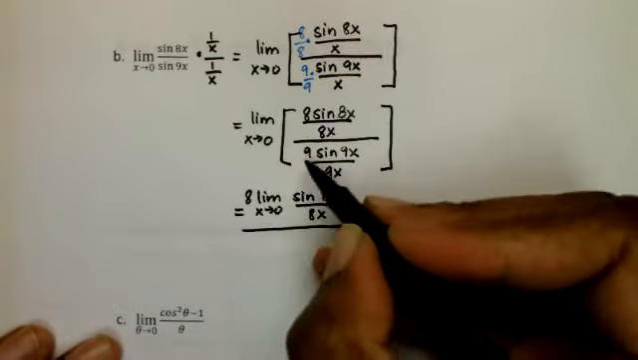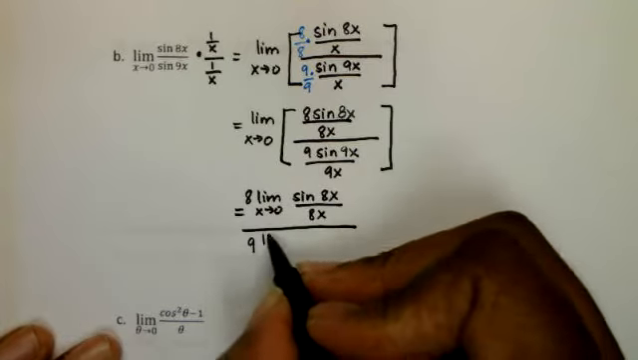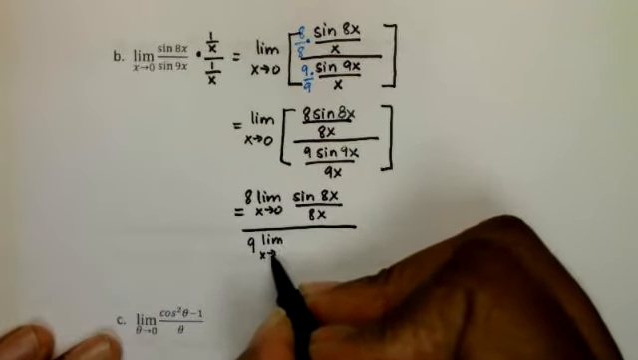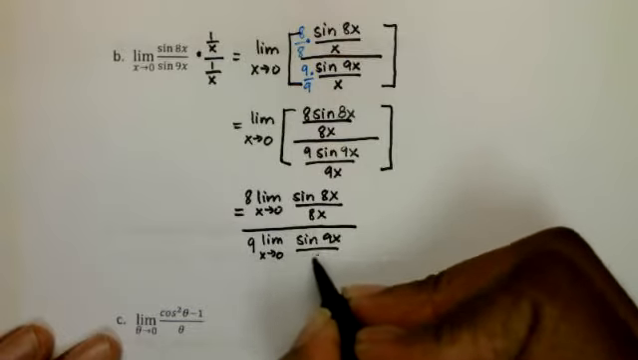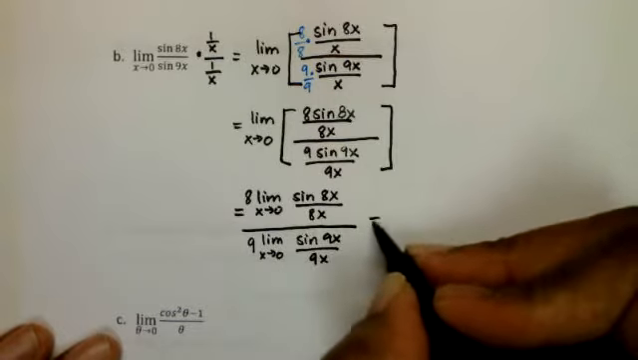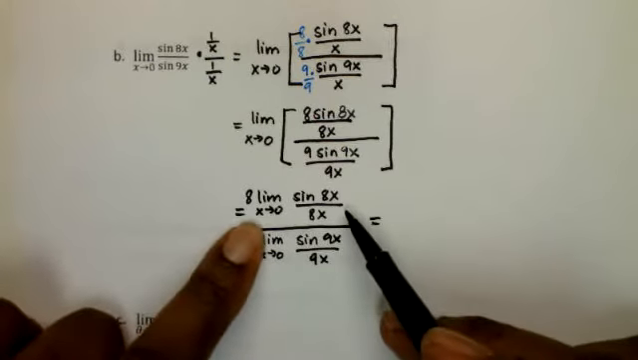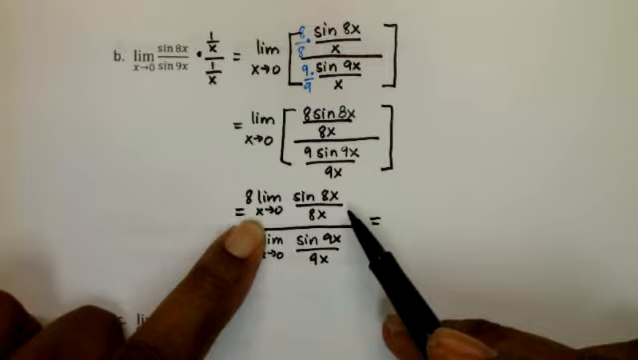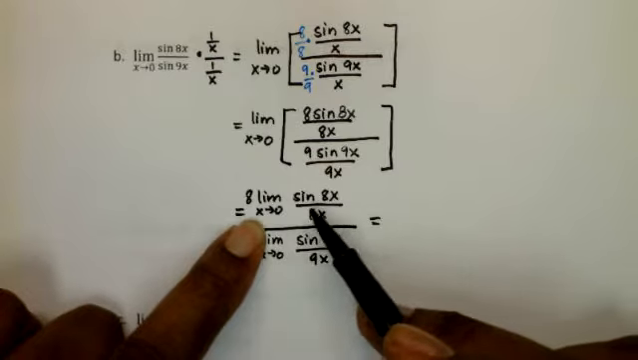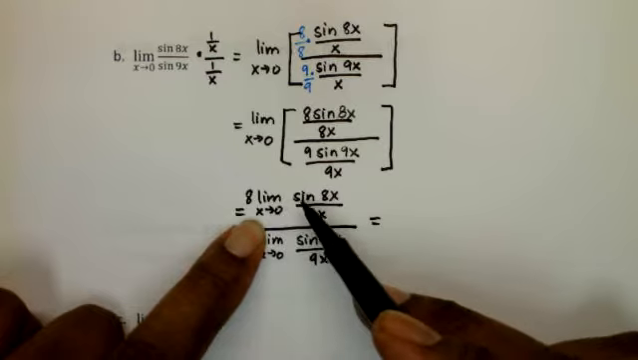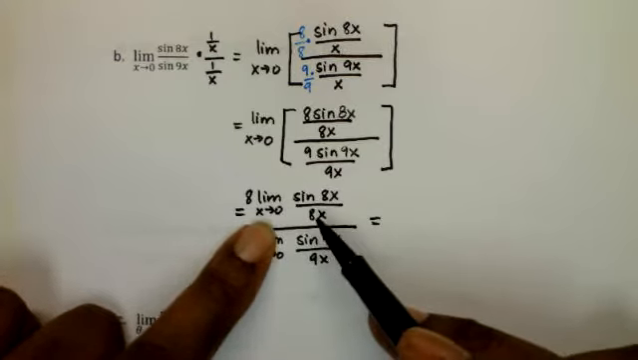The denominator, I'm going to do the same thing. The 9 is a constant. I can pull the 9 out in front. And the denominator, I have the limit as x approaches 0 of sine 9x over 9x. Okay, so this follows the theorem that the limit as x approaches 0 of sine of x over x equals 1. Here, these two are the same. So the limit as x approaches 0 of sine of 8x divided by 8x will be 1.